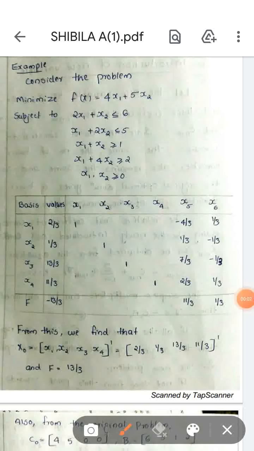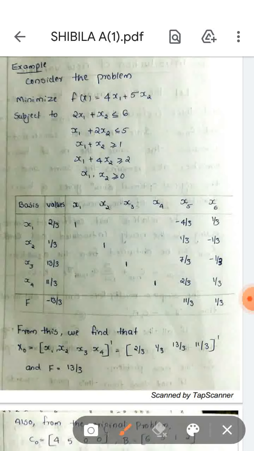Next, an example. Consider the problem: minimize f of x equal to 4x1 plus 5x2 subject to constraints 2x1 plus x2 less than or equal to 6, x1 plus 2x2 less than or equal to 5, x1 plus x2 greater than or equal to 1, x1 plus 4x2 greater than or equal to 2, x1, x2 greater than or equal to 0. This problem was already solved in our previous classes. So the optimal simplex table is here.